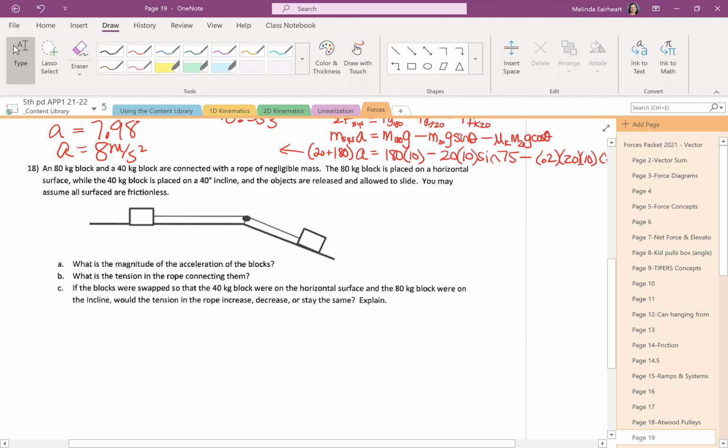The 80 kilogram block is placed on a horizontal surface. And so this one is our 80 kilogram. Well, the 40 kilogram block is placed on a 40-degree incline. And so we've got the 40 kilograms, not to be confused with our theta of 40 degrees. The objects are released from rest and allowed to slide. You may assume all surfaces are frictionless.